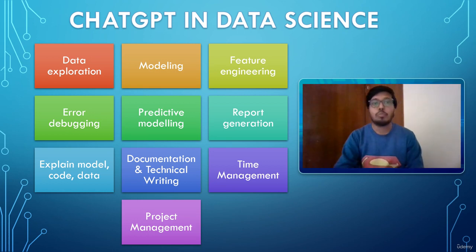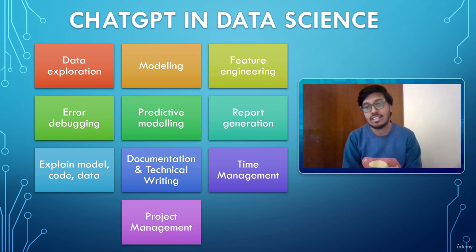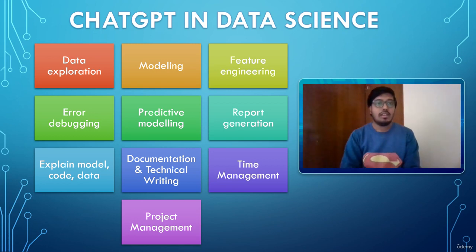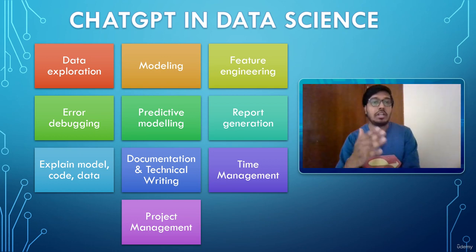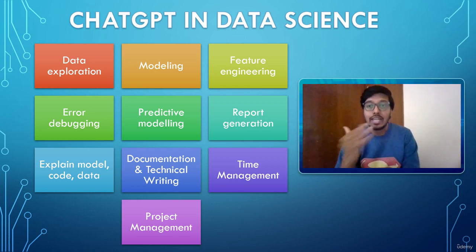Report generation. You provide ChatGPT with a data set, and it can generate a report with summary statistics, visualizations, insights, recommendations, explaining the model, the code, the data. You give ChatGPT a machine learning model, and it can explain it in natural language, making it easy for non-technical people to understand. Same goes with a piece of code. Same goes with the data set. It can explain it in natural language, making it easy for anybody to understand.